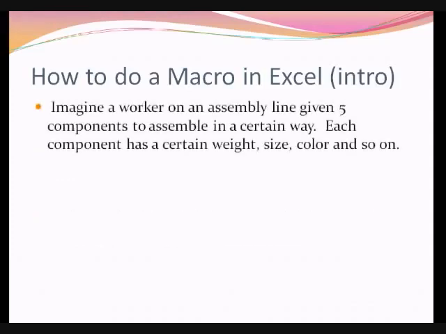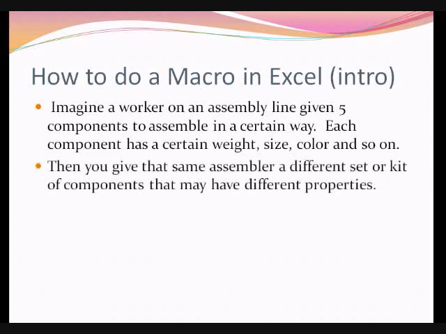Now imagine a worker on an assembly line given 5 components to assemble in a certain way. Each component has a certain weight, size, color, and so on. That is, they may have different properties. Then you give that same worker on the assembly line a different set or kit of components, and those components may have different properties than the set before.